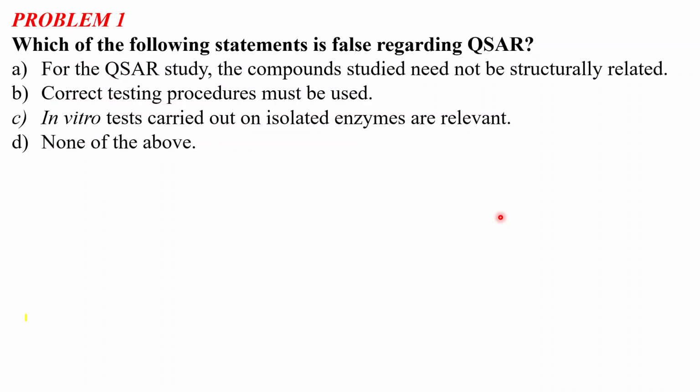Number A, for QSAR study, the compound studied need not be structurally related. Number B, correct testing procedures must be followed. Number C, in vitro tests carried out on isolated enzymes are relevant. And number D, none of the above. So, which of the following statements regarding QSAR is false? Let me know: A, B, C, or D.